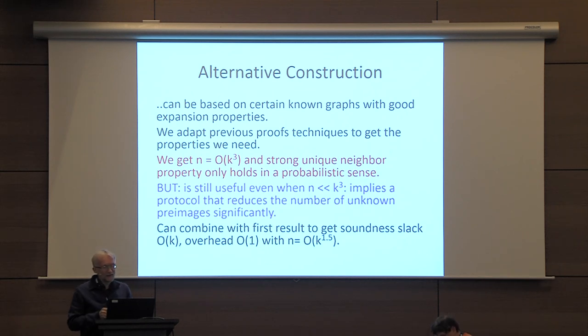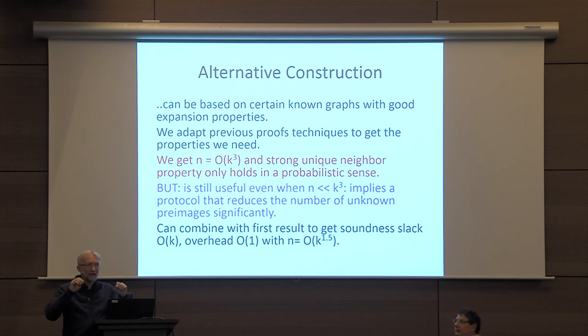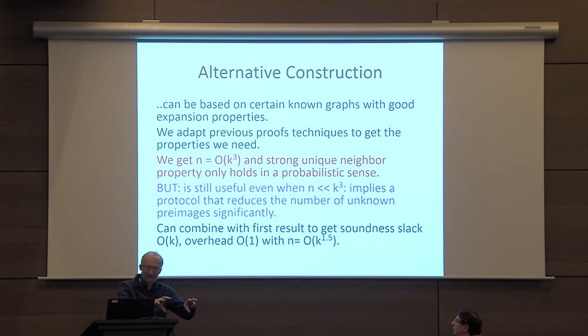But it turns out that this construction has this peculiar property that even if n is way too small, much smaller than k cubed, you still get from it a protocol that will not take away all the bad things for which we don't know pre-images, but it will reduce the number of unknown pre-images very much. It's going to be much smaller than before. And what this means, again very intuitively, is that I can start with an n which is really too small to work in the first place, but I apply this probabilistic result first. Then I get a much smaller number of remaining free images. And then I can apply a scaled-down version of the first result, the one with the hash function, to get rid of the remaining things.